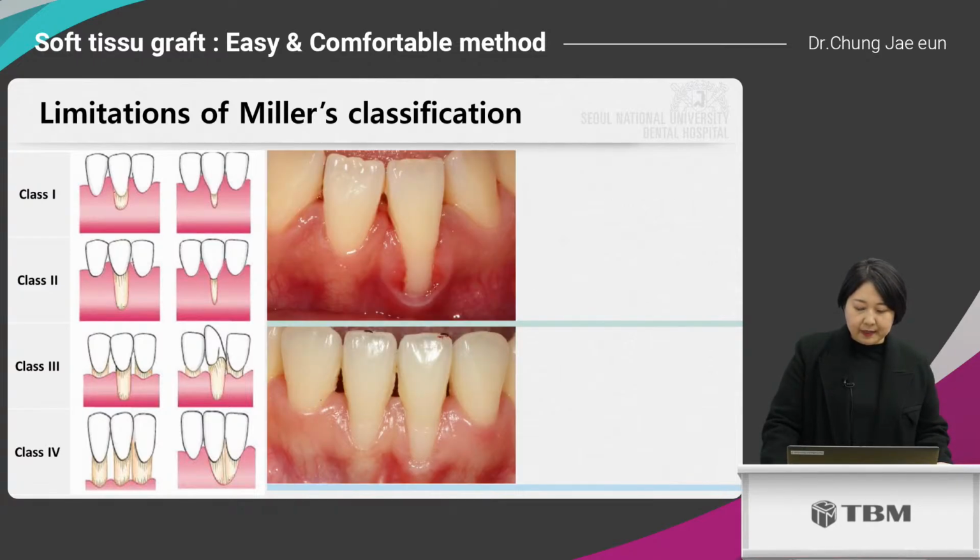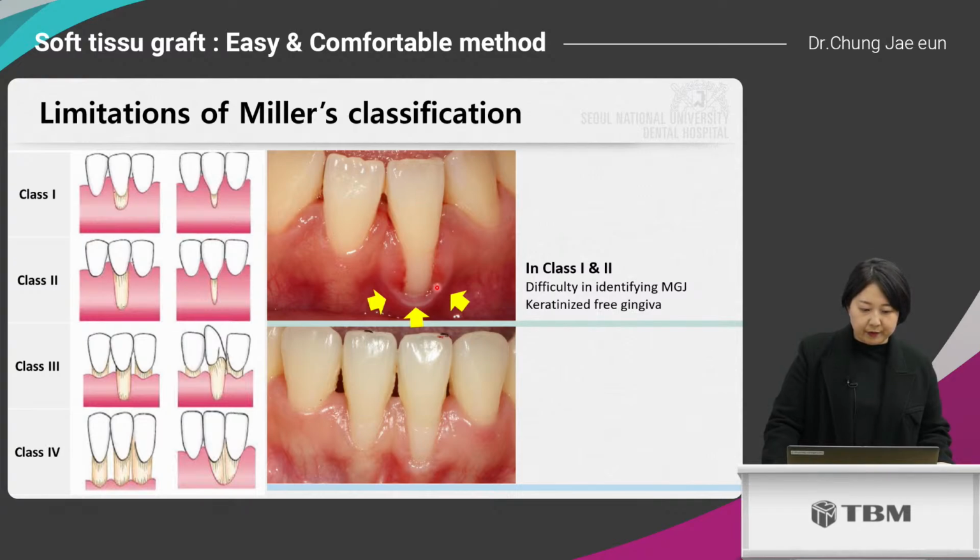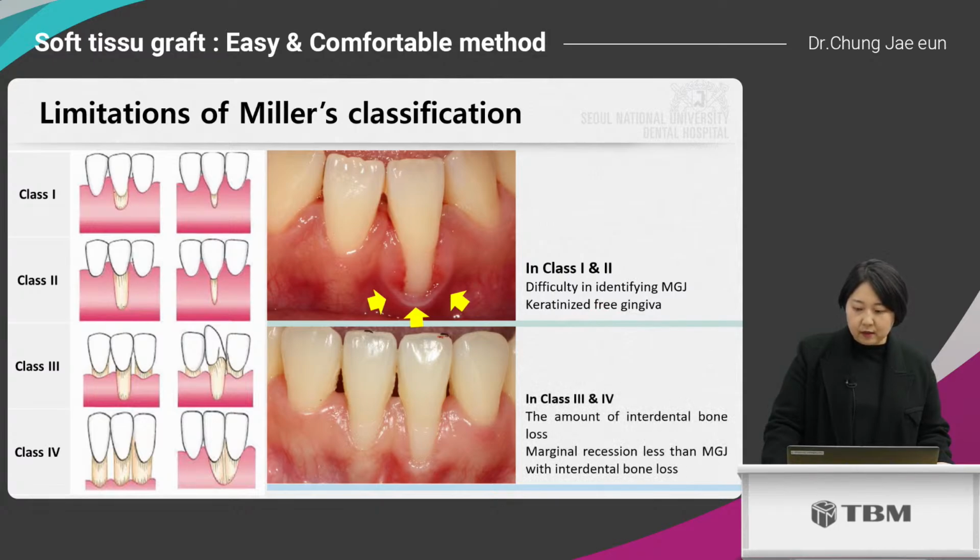And there are some other limitations in Miller's classification. First, even if recession usually goes beyond the mucogingival junction, there is always a thin free gingiva that is keratinized in this marginal gingiva area here. So in fact, it is not easy to distinguish class 1 and 2. In addition, there is no standard for exact amount of interdental bone loss when classifying class 3 and 4. And if there is no marginal recession and only the interdental papilla is down, an appropriate category cannot be found.